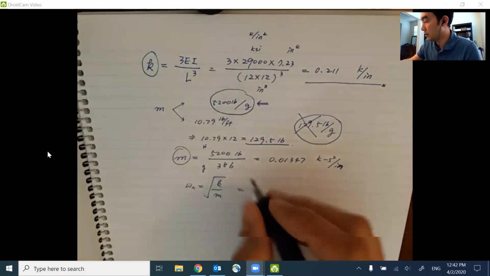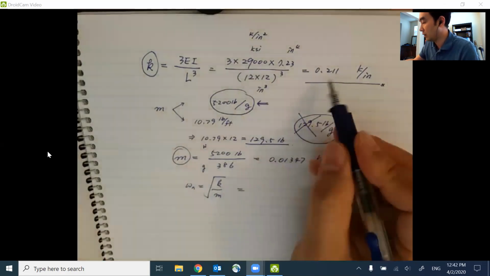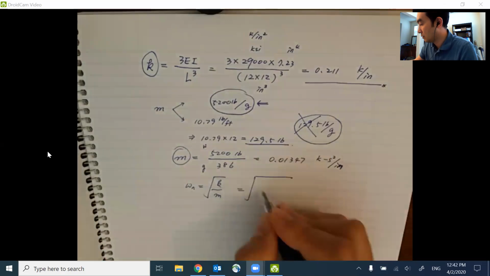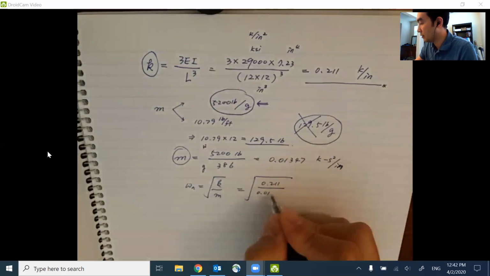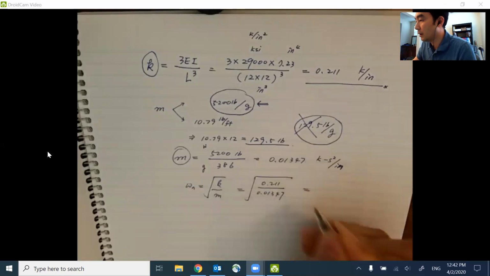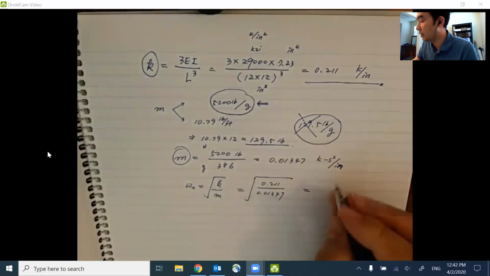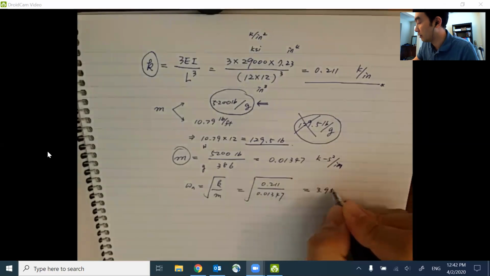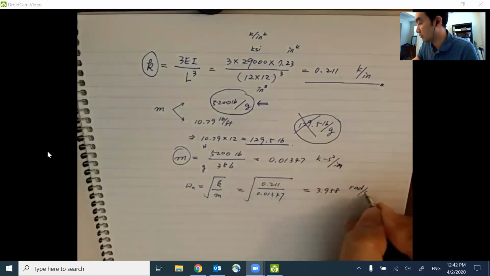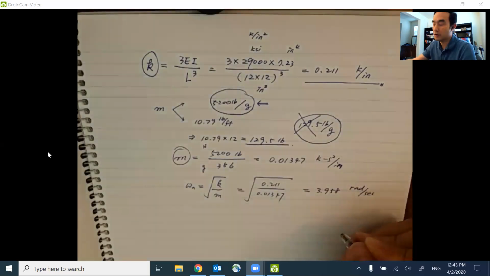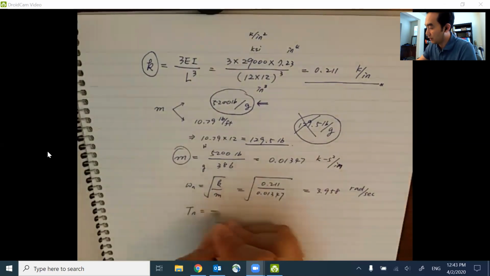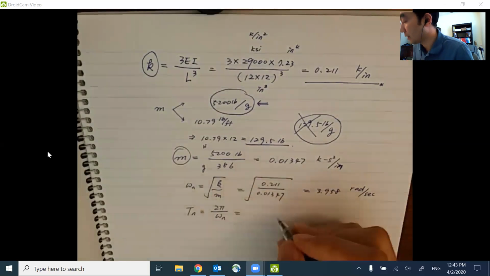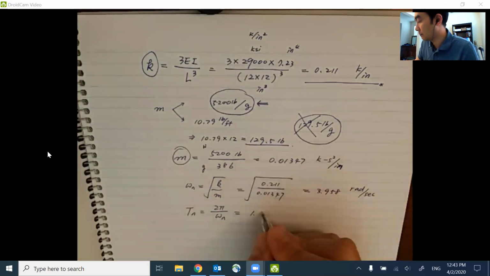So when you calculate it, square root of 0.211 divided by 0.01347, I got 3.958 radians per second. That's the unit for the natural frequency. From there, we can easily find out Tn, the period of the structural system. I got 1.59 seconds.